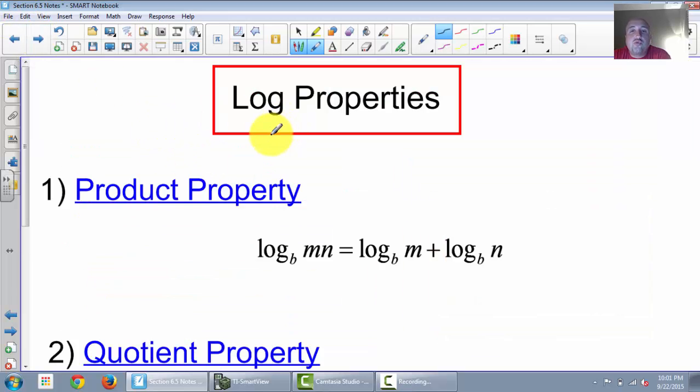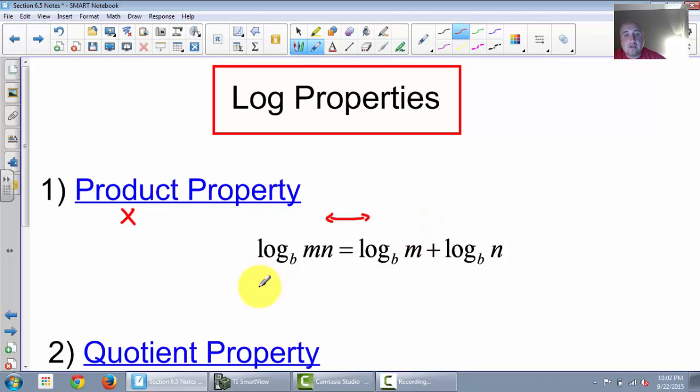All right, so there are three log properties that we need to talk about. The first one is called the product property, because product means multiply. This is what the property says: if you have a log base b, and then you have two things being multiplied together, you can break them up into individual pieces. You can take log base b of the first number being multiplied, and add that to log base b of the second number multiplied. And remember, all these properties can go both directions.